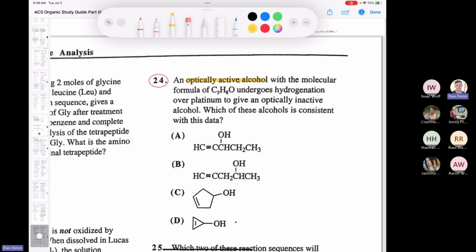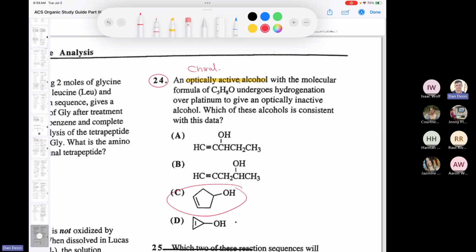It means it's chiral. Exactly. So we have a chiral compound. Okay. So now we know that one of these alcohols we're looking for is a chiral compound. Jenny, I don't want to bug you, but would that be a chiral compound, or anybody? Is that a chiral compound?